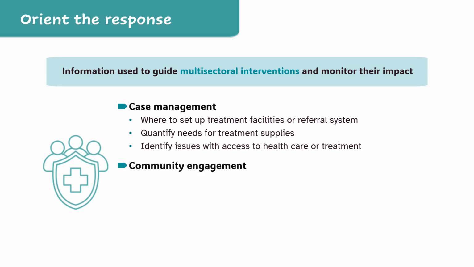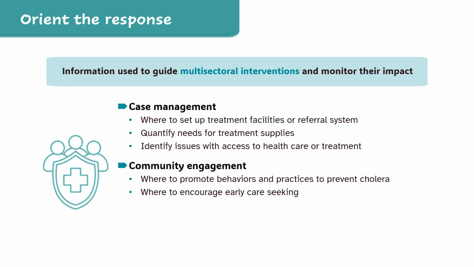Regarding the community engagement pillar, the information generated by surveillance can be used, for example, to identify affected and at-risk communities where behaviors and practices to prevent cholera should be promoted in priority and where early care seeking should be encouraged. Regarding the WASH pillar, the information generated by surveillance can be used, for example, to identify locations where emergency access to clean water, sanitation, and hygiene should be provided in priority.